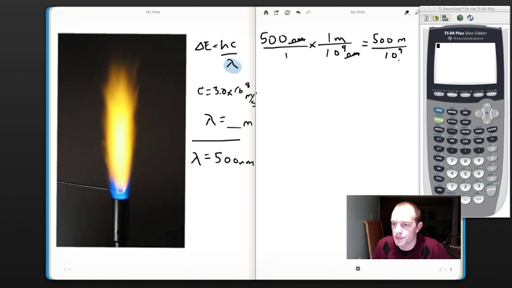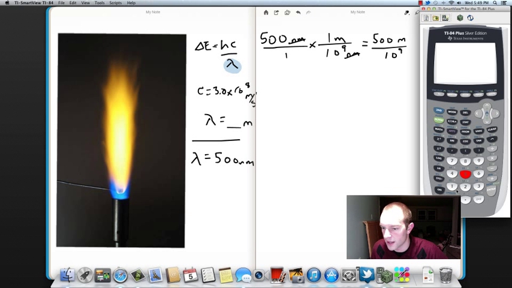Now, we have our trusty little calculator over here on the side, and because we have that little calculator on the side, we can easily say, all right, 500 divided by, open parentheses, 10 raised to the 9th, close parentheses, equals 5 times 10 to the negative 7th.